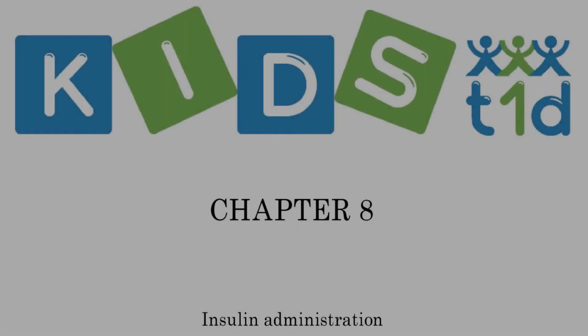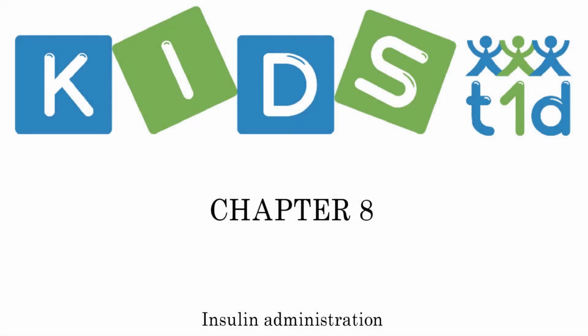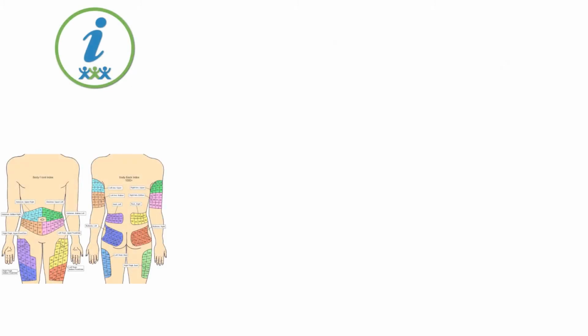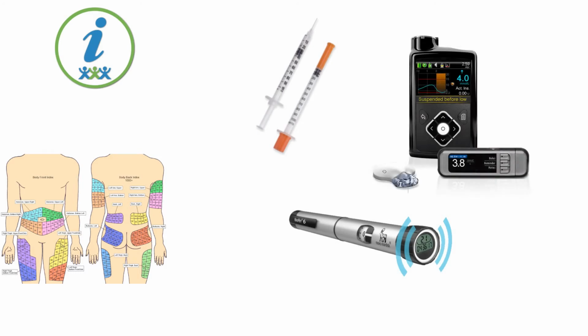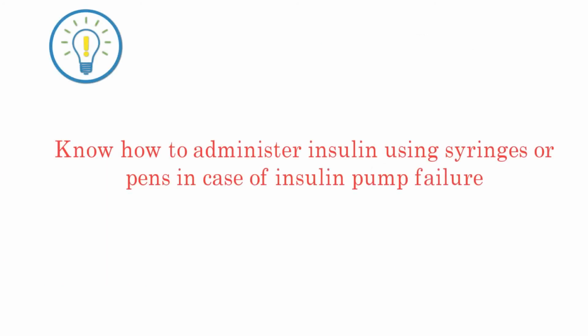Chapter 8: Insulin Administration. In this chapter, we are going to discuss the different ways of administering insulin. We will be discussing injection sites, syringes, insulin pens, and pumps. If you make use of an insulin pump, you should be comfortable using any of the other methods in case of an insulin pump failure or damage.